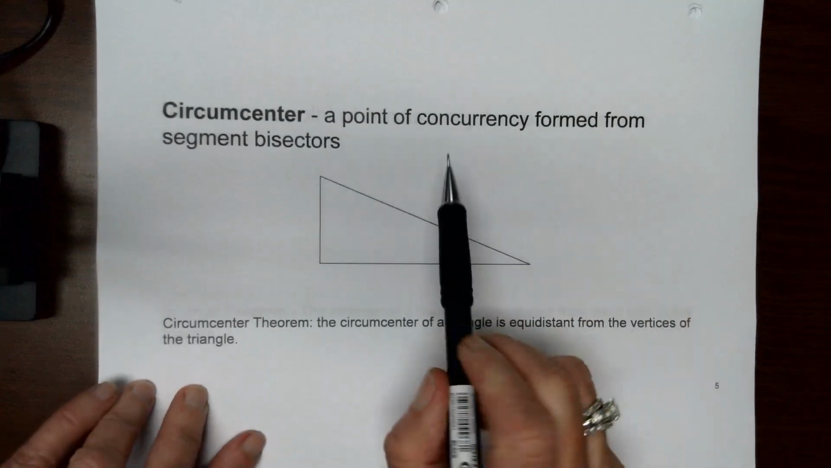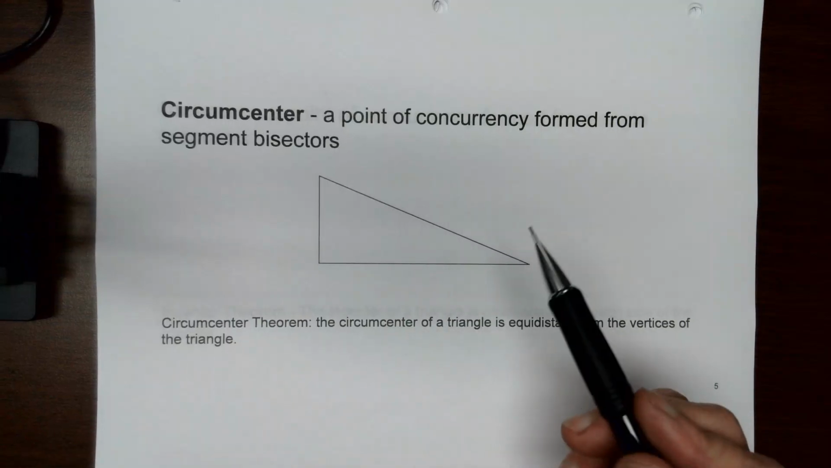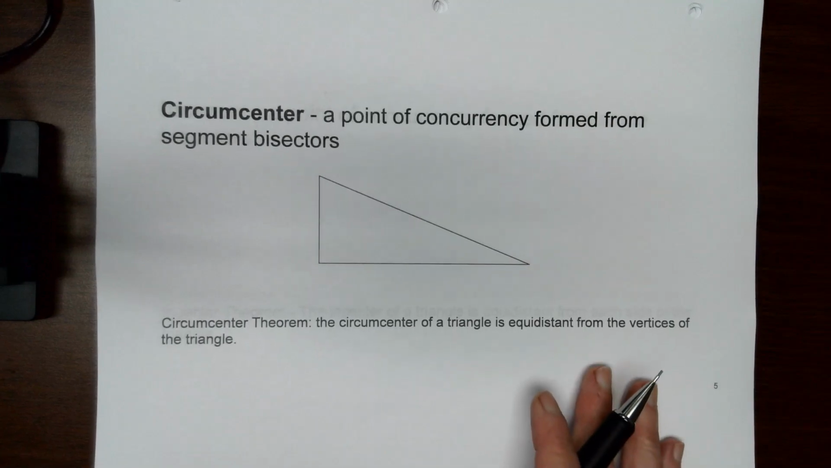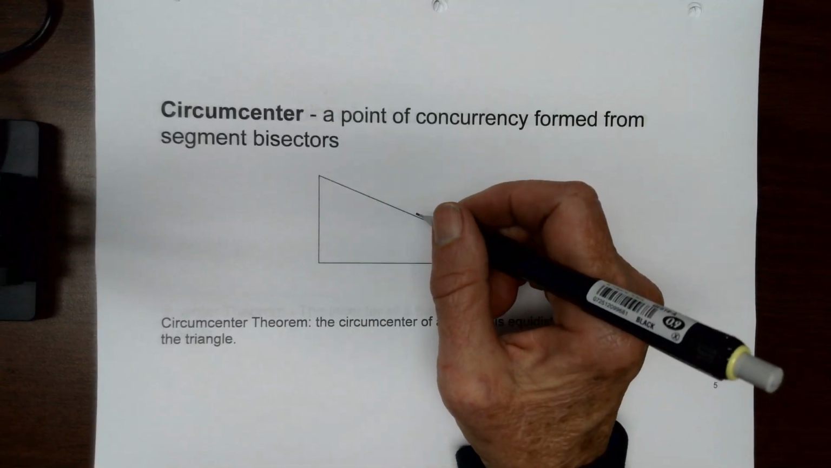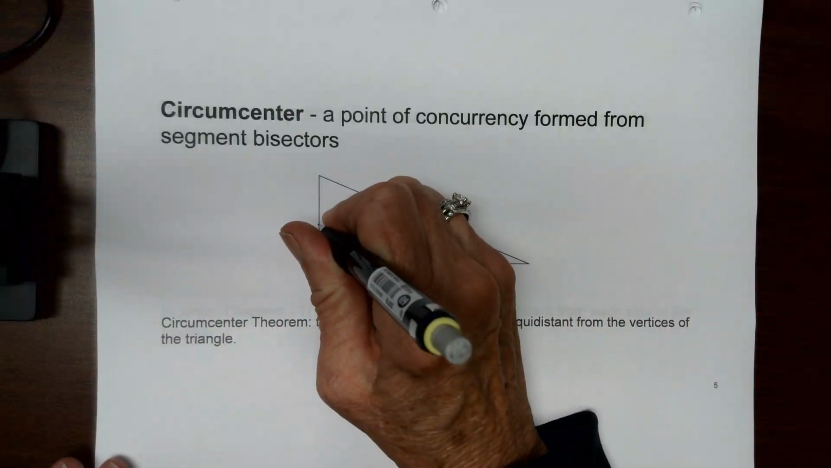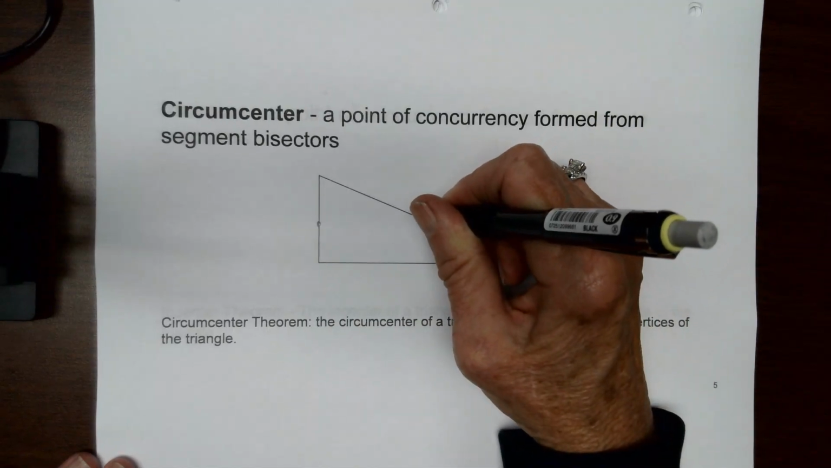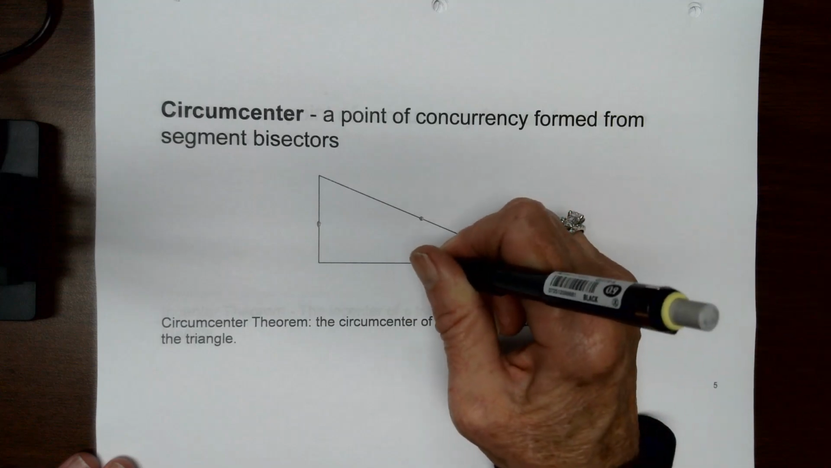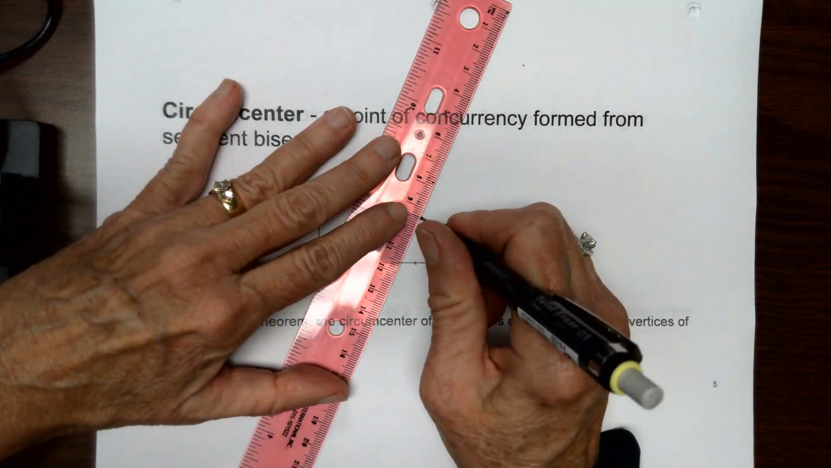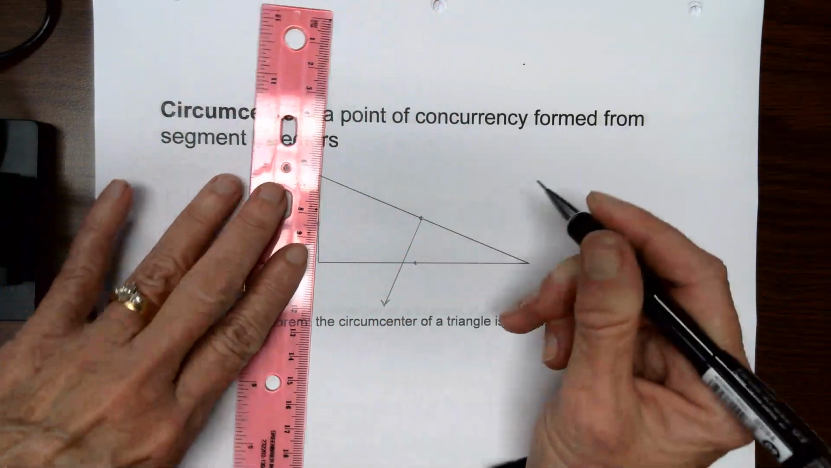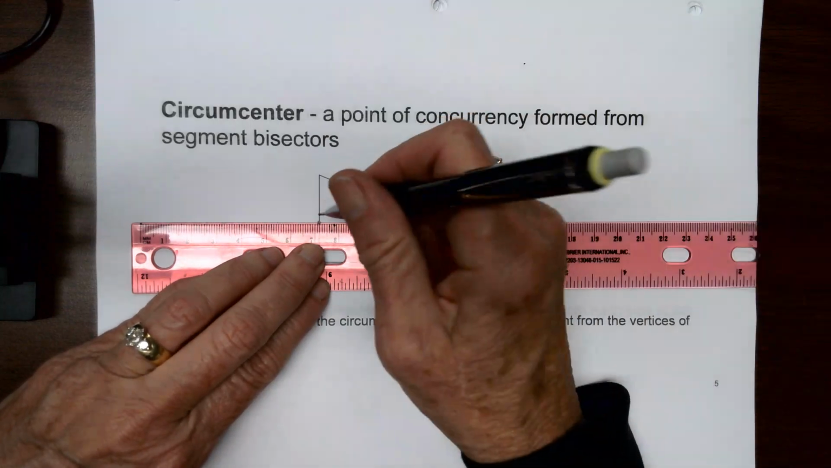The circumcenter is a point of concurrency formed from segment bisectors. Now we just had a definition of what segment bisectors were. Segment bisectors are lines drawn from the middle of a line perpendicular to it. So if I wanted to find the circumcenter for this triangle, I've got to find the middle of each line, and then I have to draw lines that are perpendicular to it. In other words, I have to draw the segment bisectors.